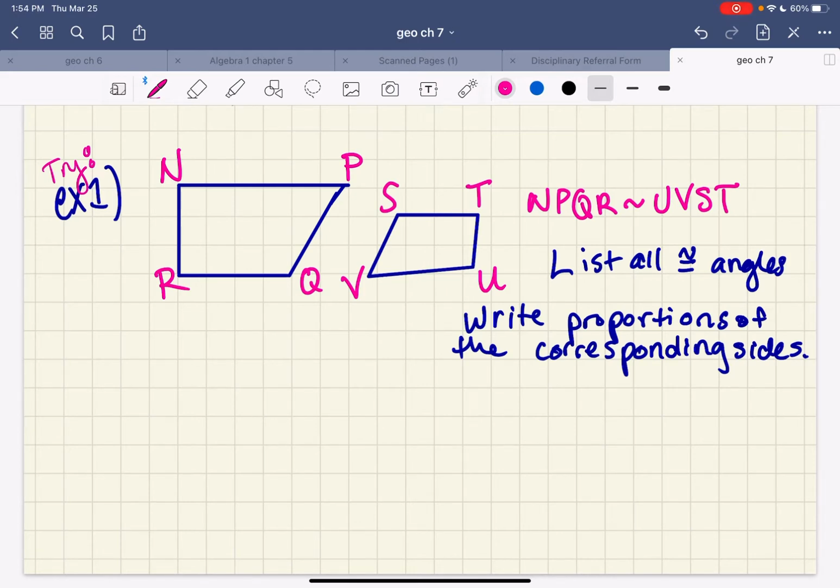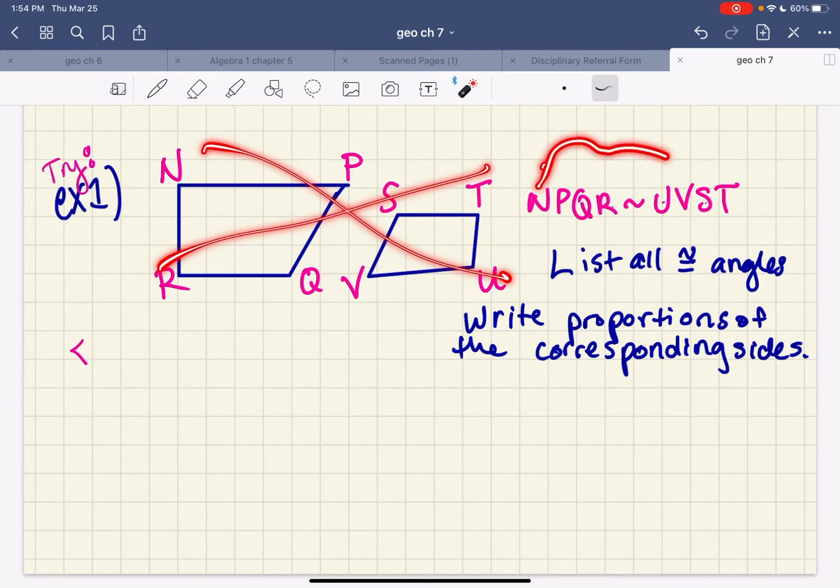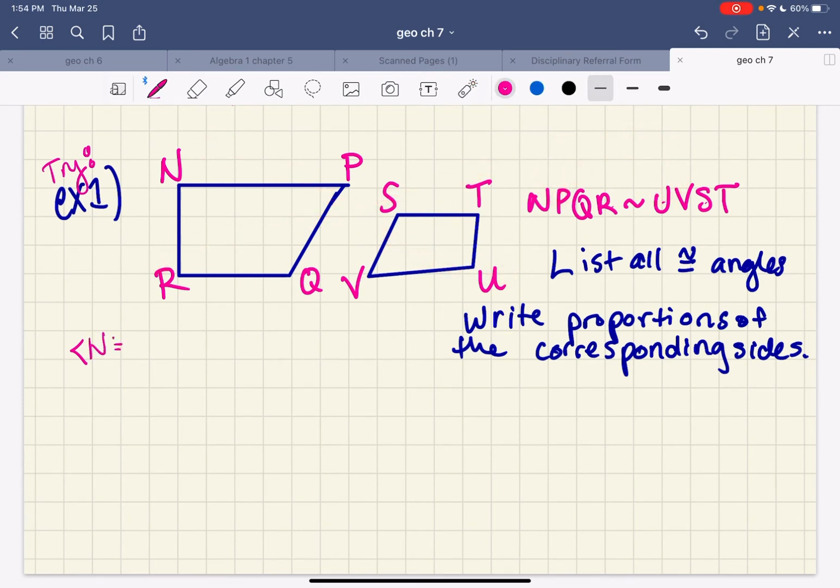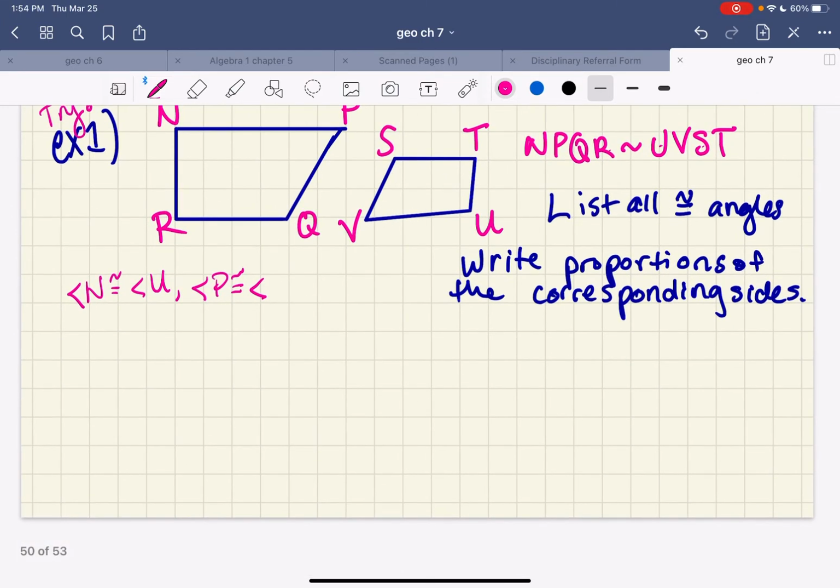All right, welcome back, right? So here's what we have here. We have N, P, Q, R, U, V, S, T. So that means that, without even looking honestly at this picture, I can say N and U are congruent angles, P and V, and so on. Okay, so angle N is congruent to angle U. Angle P is congruent to angle V.